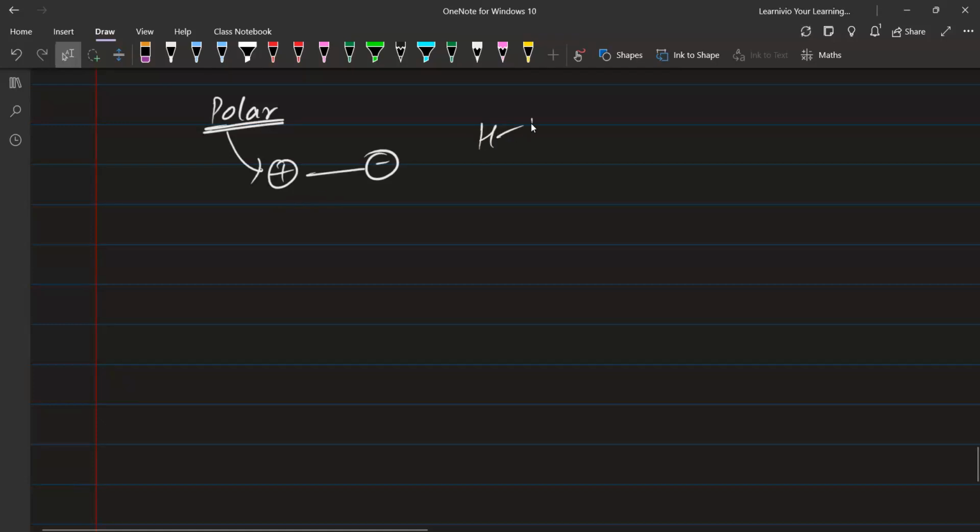For example, water is going to have a dipole moment because oxygen is delta negative and hydrogen is delta positive. There will be a dipole moment, something like this. Make sense? समझ में आ रही है?